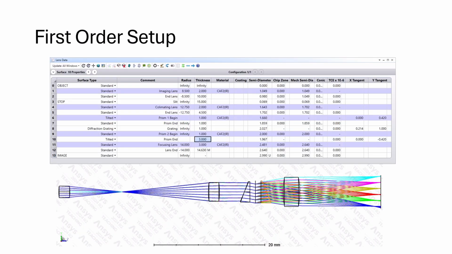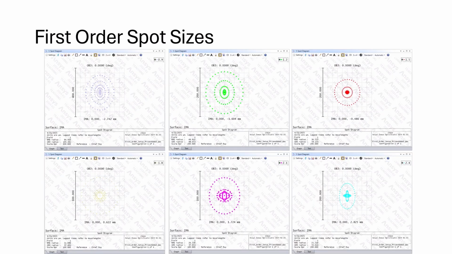After the initial first order design, Zemax was used and the first order setup was created with the following lens data. After the first order design was entered into Zemax, the following spot sizes were found. As a note, 6 wavelengths were tested in the system from 900 nanometers to 2400 nanometers, with a spacing of 300 nanometers between each wavelength. The largest spot size was found to be around 80 microns, and the smallest was around 25 microns.